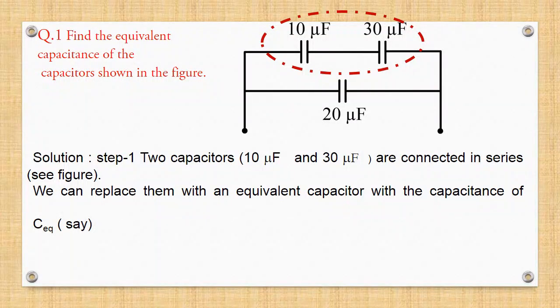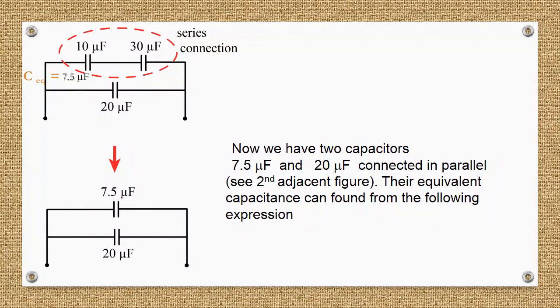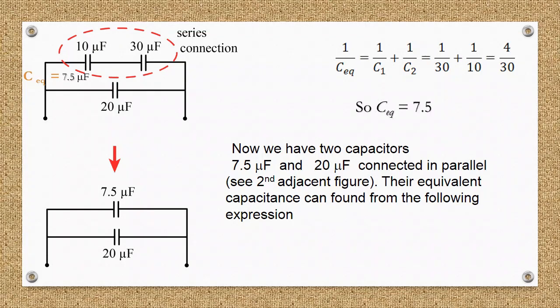Now this 10 microfarad and 30 microfarad you have seen they are in series. So for the 10 microfarad and 30 microfarad series combination, 1 by C equivalent, the formula is 1 by C1 plus 1 by C2, or you can use C1 C2 into C1 plus C2. Then the value of 1 by C equivalent comes out to be 4 by 30, and C equivalent will be inverse of that. So inverse of 30 by 4 is equal to 7.5 microfarad.